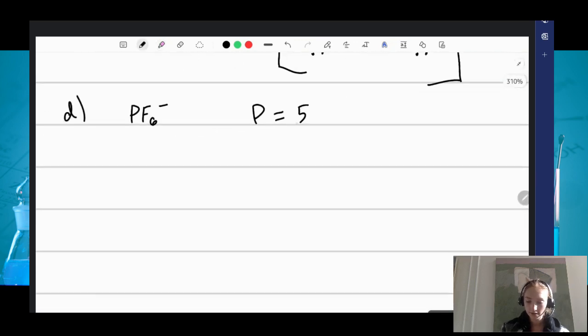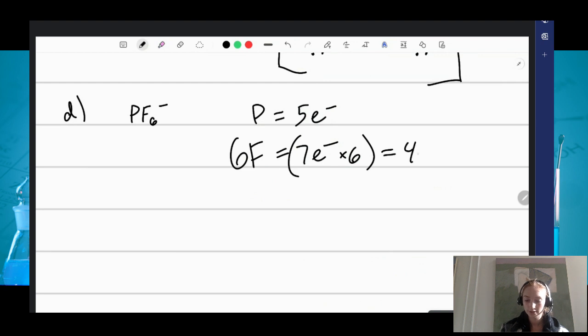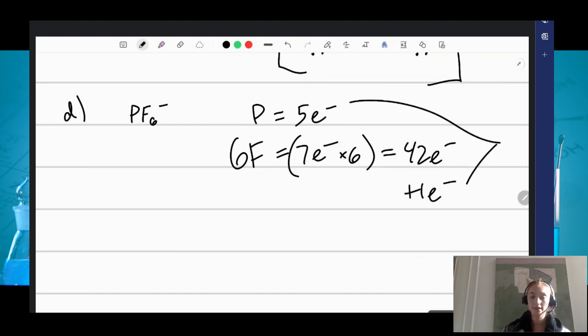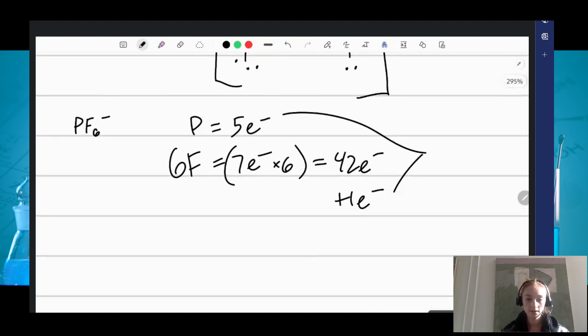Yep, so phosphorus has 5 valence electrons, and fluorine has 7 valence electrons, but we're working with 6. So we have 6 times the 7, and so now we have 42 valence electrons. And since we have a charge here as well, because this is PF6 minus, we have 1 extra electron, so plus 1 electron. And so adding up all of these, the 5, 42, and the 1, we will have 48 valence electrons to work with.